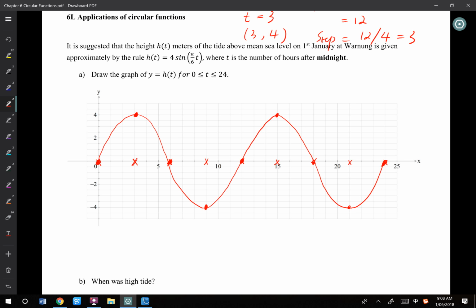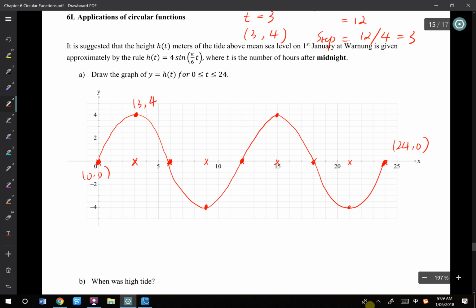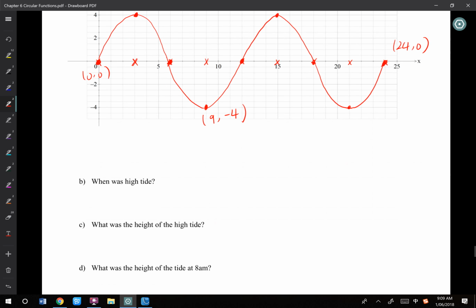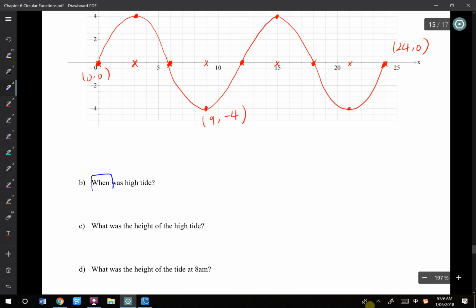Alright, let's have a look. I should label 0, 0 here, and that's 24, 0. Label one point 3, 4, and label that 9, minus 4. Label some of the key points. So now it asks, when was the high tide? Careful with the word when. When is asking for time.